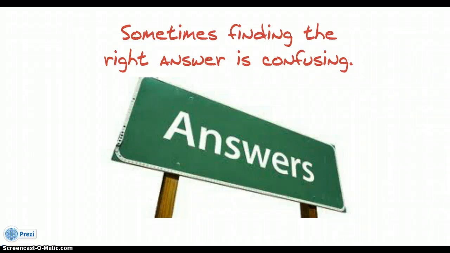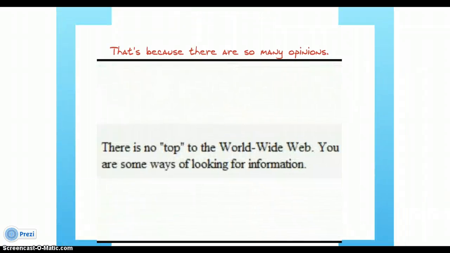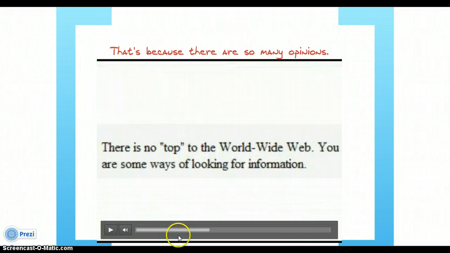So sometimes finding the right answer is very confusing, and as teachers we know that students feel exactly the same way, sometimes when doing research in any type of subject area. That's because there are so many opinions out there to choose from, so finding information that is reputable and finding information that is something you actually want to use can be very difficult for students.